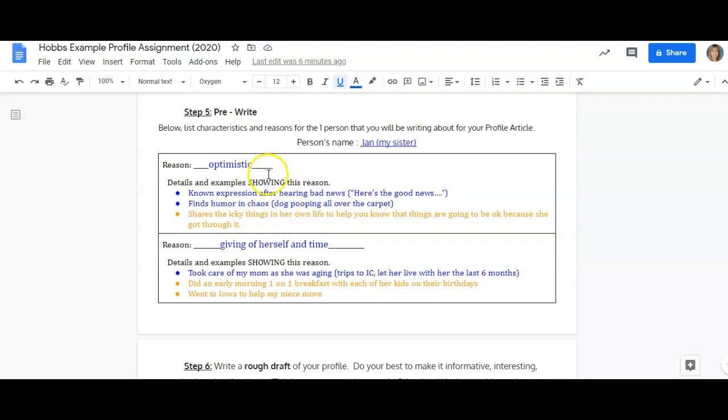So I figured the thing that is the best to show Jan is optimistic is probably, and I could use some humor in there, when the dog pooped all over the carpet and she just laughed it off and cleaned it up. And then the best example of her giving of herself and her time was when she invited my mom to come live with her last 6 months of her life. And so I just chose those. I didn't choose all of them.